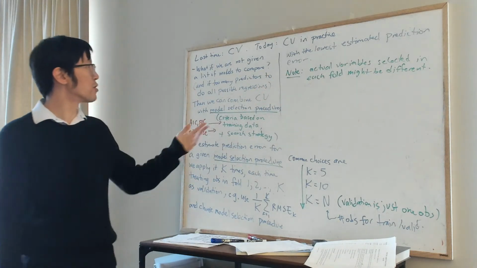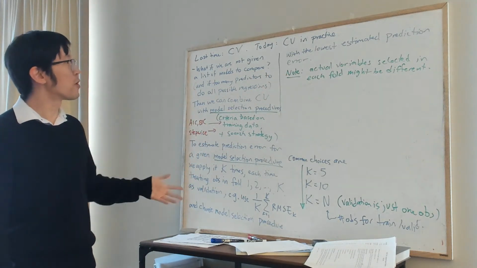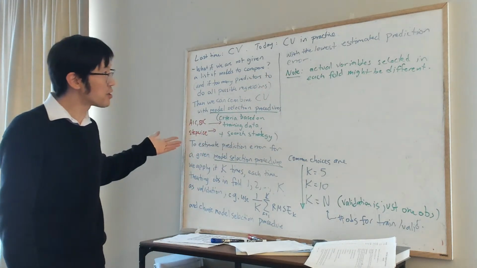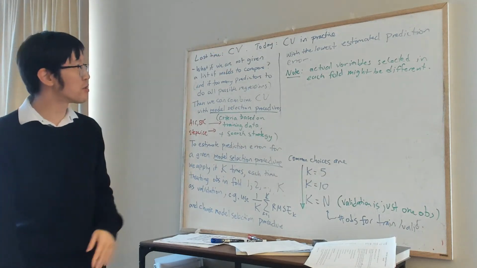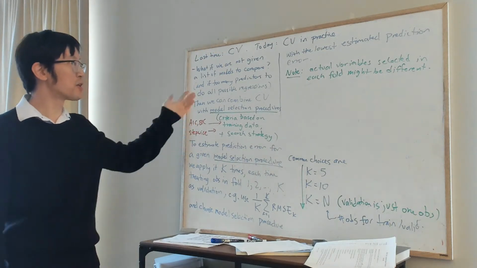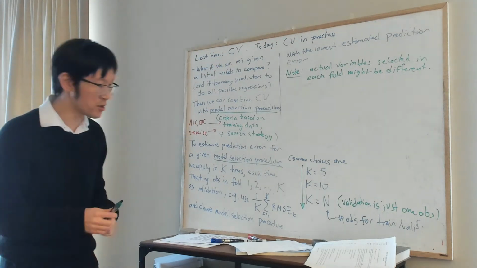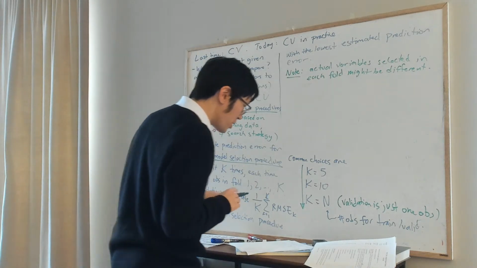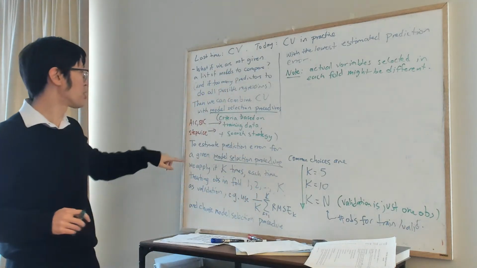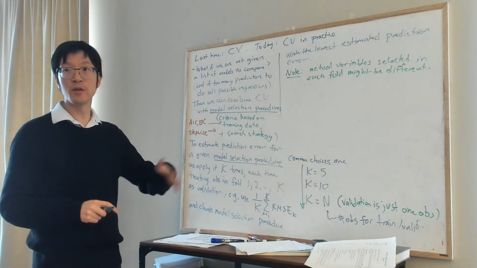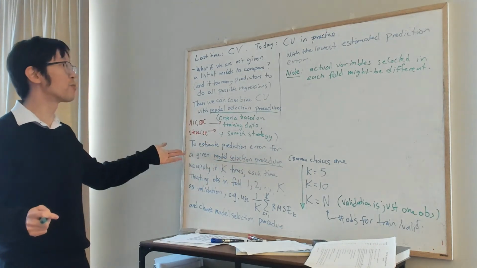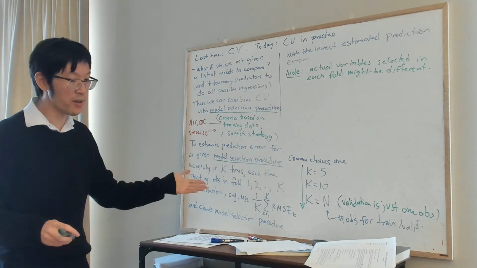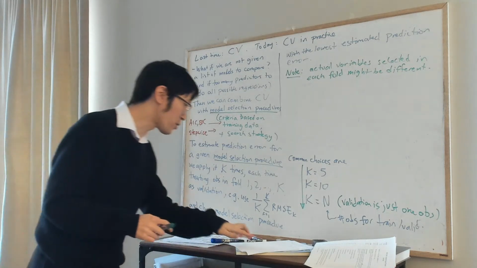So we're trying to find the strategy that gives us the lowest prediction error, but within each fold, that doesn't guarantee we actually have the same set of variables. So usually what we recommend at the end is that we apply the entire model selection procedure on the entire data set once we've settled on one, and then use that as the representative final model.